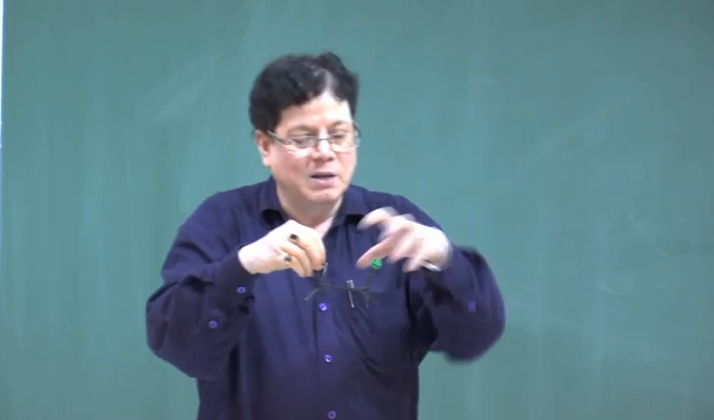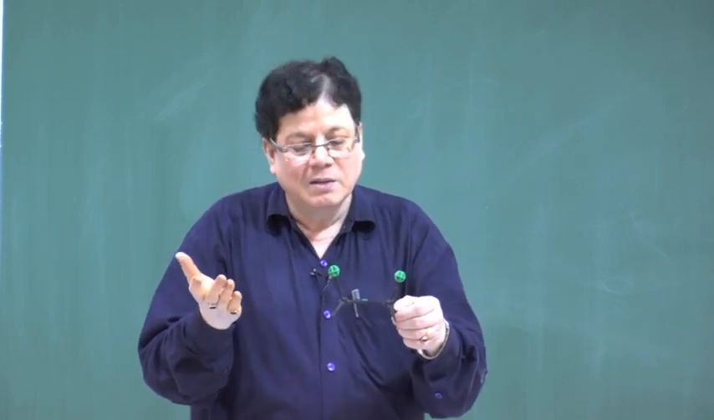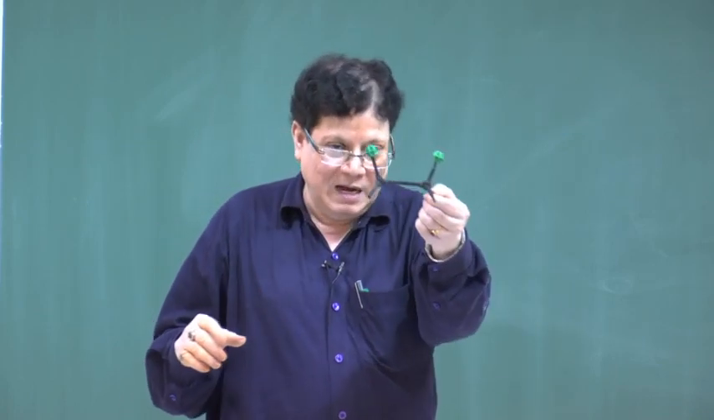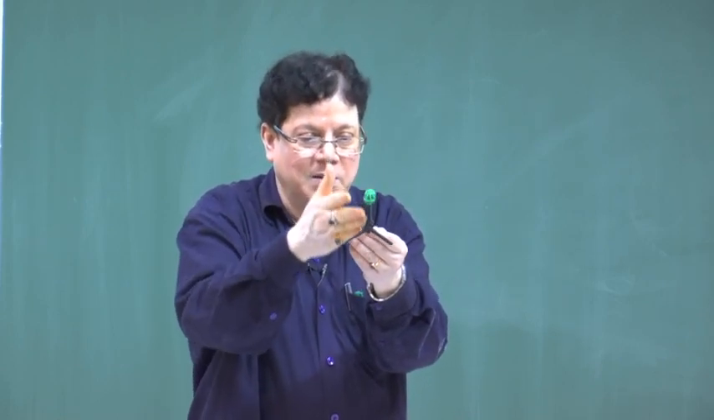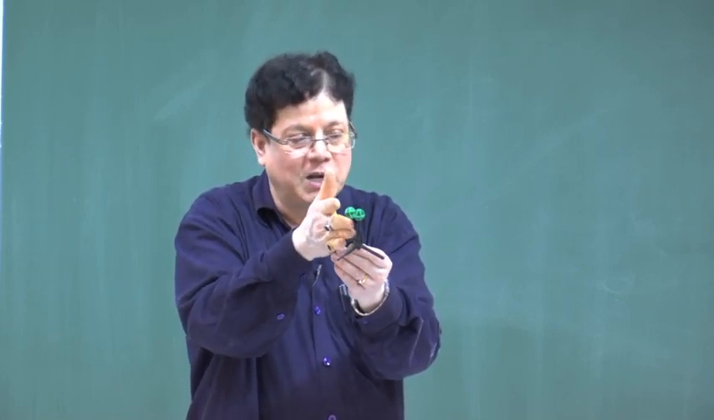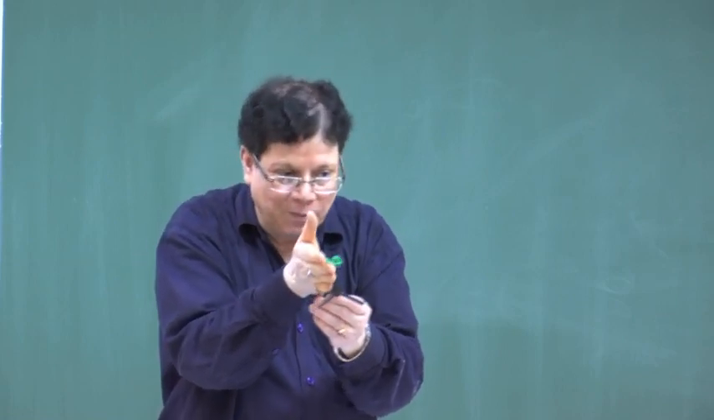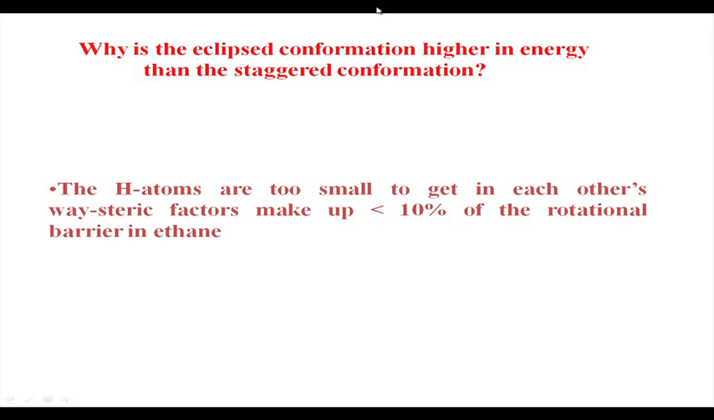So, the van der Waals interaction, the repulsive interaction, is contributing only about 10%. So, what is the other repulsive force that is destabilizing the eclipsed form? This bond consists of electrons, and this bond also consists of electrons. Now, there will be repulsion between those two bonds. So, they are called bond opposition strain, that is also a repulsive interaction. Okay. So, what I said, the hydrogen atoms are too small to get in each other's way.